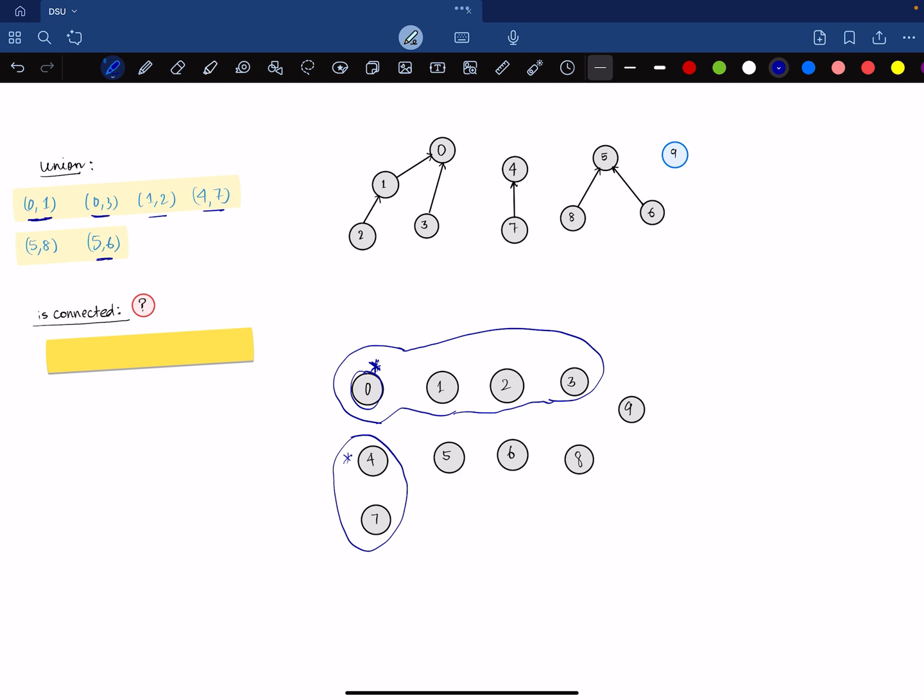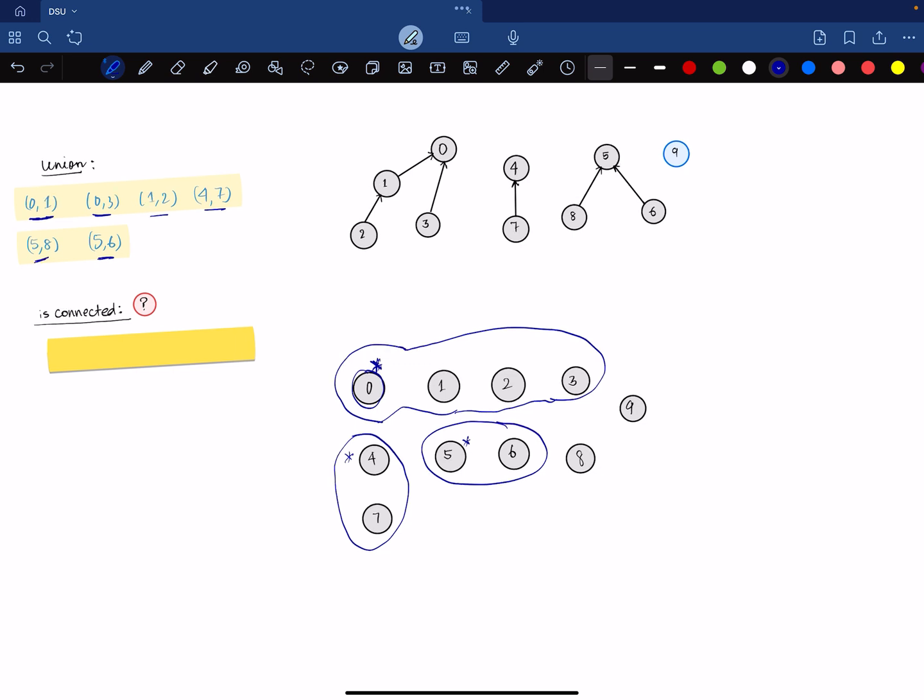Let us connect 5 and 6 first. Let us assume 5 to be the root, and let me connect 5 and 6 together. Hey, let us connect 5 and 8. Let us assume 5 as the root, and let us fuse 8 to that. So it will look something like this.